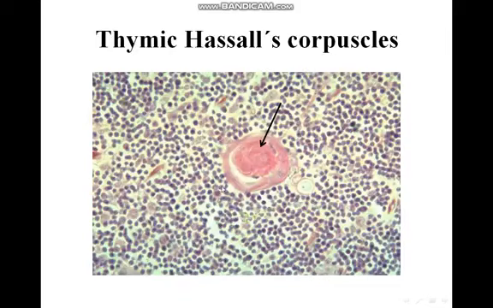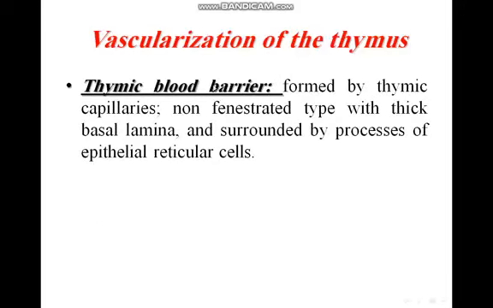Thymic Hassall's corpuscle is a lamellated, eosinophilic body found in the medullary region. Vascularization of the thymus: we have a structure called the thymic blood barrier.